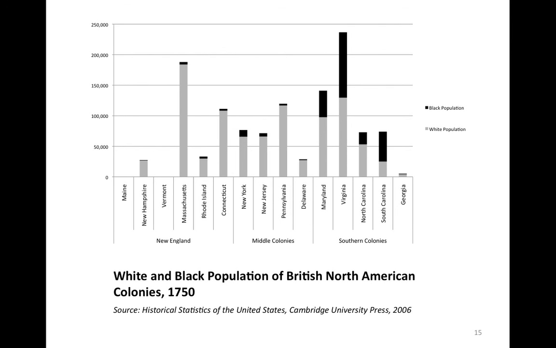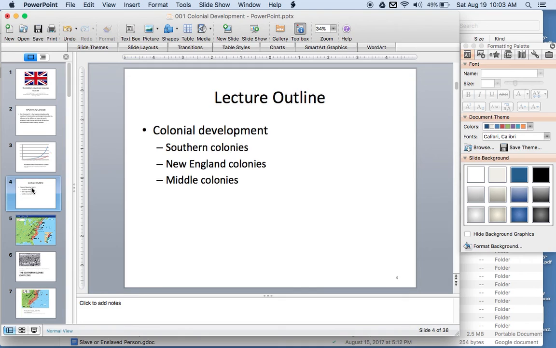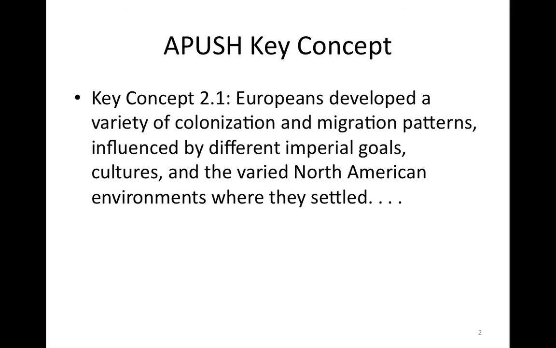So now that means you have seen the social, political, and economic conditions of the three major colonial regions, the southern, New England, and middle colonies, by 1750. And therefore, you're able to talk with some authority about how Europeans developed a variety of colonization and migration patterns influenced by different goals and cultures, and of course, the environments in North America where they settled.